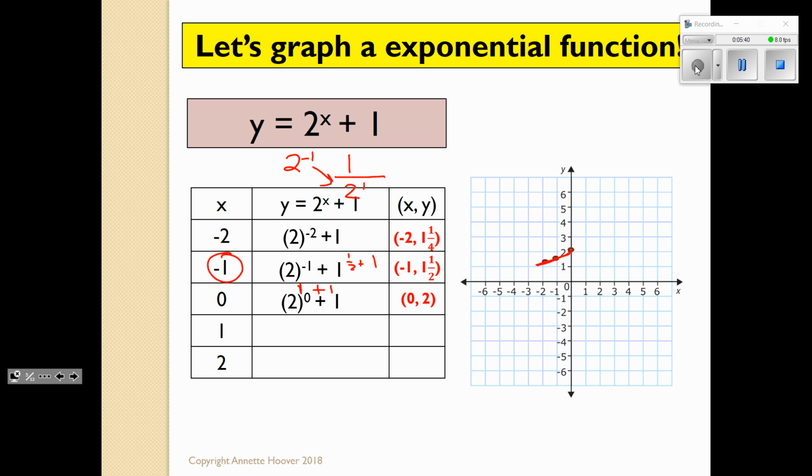When we plug in 1 to the exponent, we have 2 to the first power, which is 2, plus 1 is 3, so our ordered pair is 1, 3. Notice now our graph is starting to increase in height pretty quickly. We plug in 2. 2 to the second power is 4, and 4 plus 1 is 5, so our ordered pair is 2, 5. So you can see that if we backed up, this would be very gradual, and now it's going to take off going uphill very fast. An exponential function.